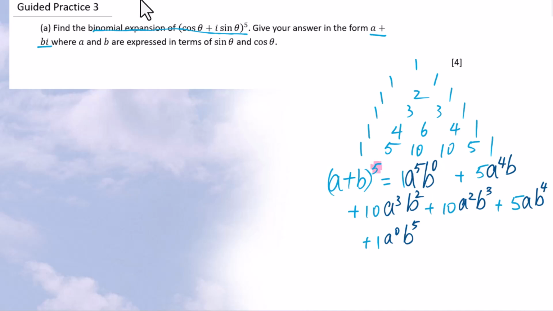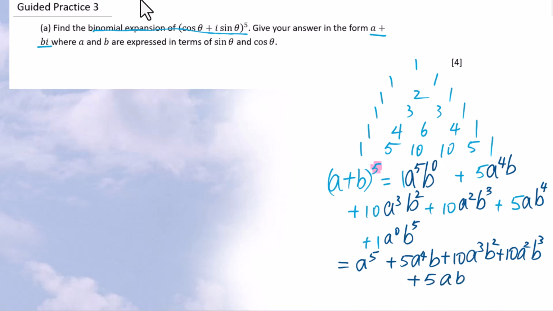Then organize: a^5 + 5a^4 b + 10a^3 b^2 + 10a^2 b^3 + 5ab^4 + b^5. So we will make a equal cos θ and b equal i sin θ.